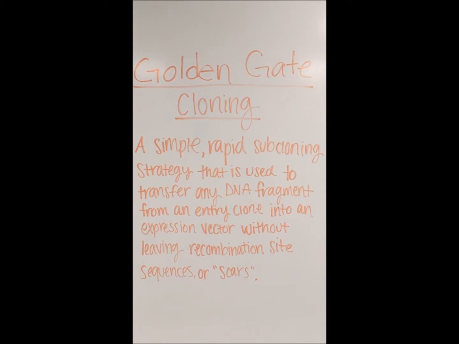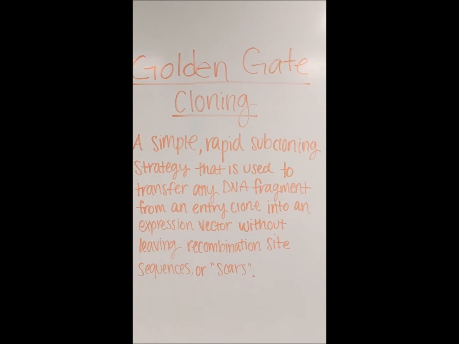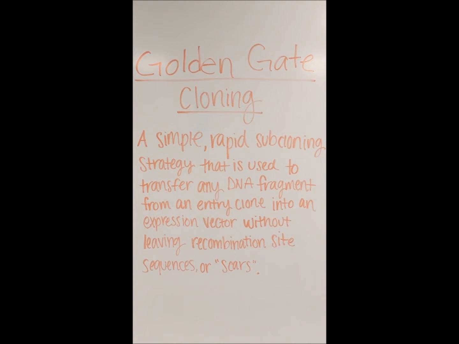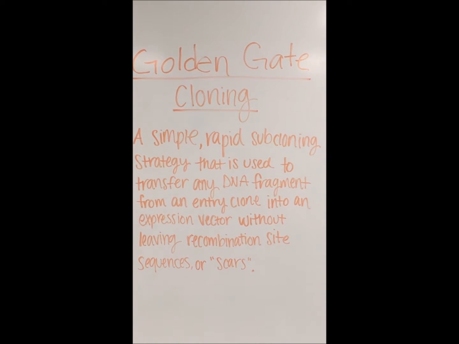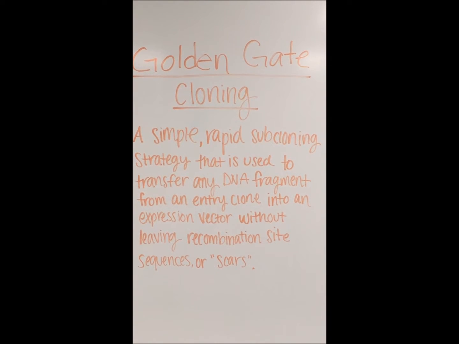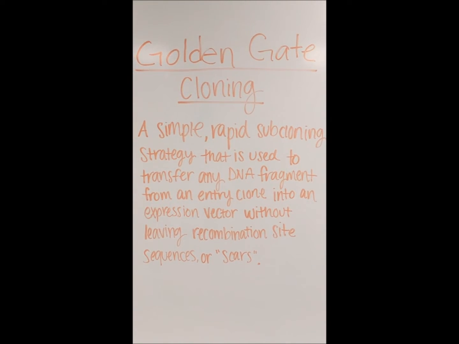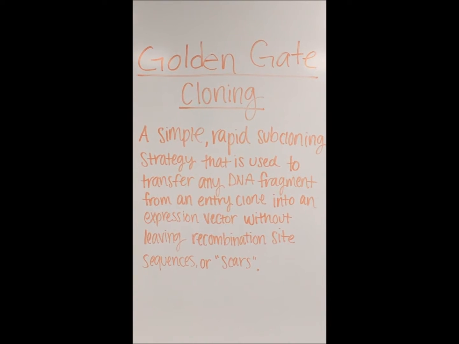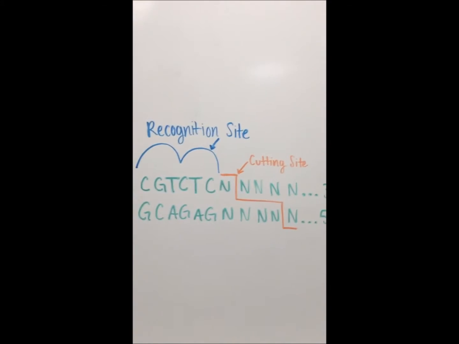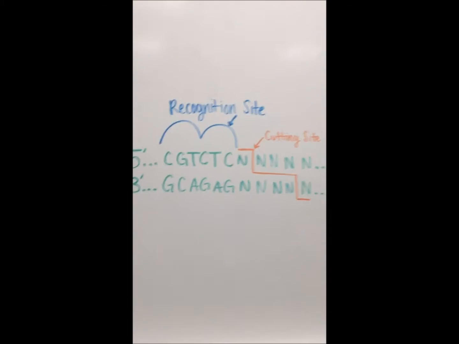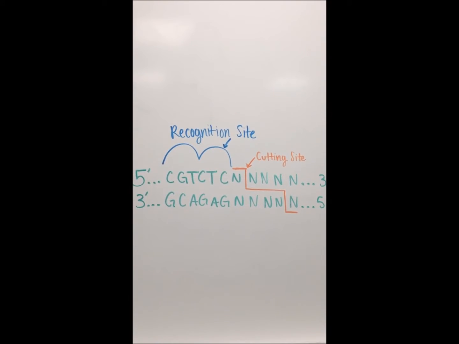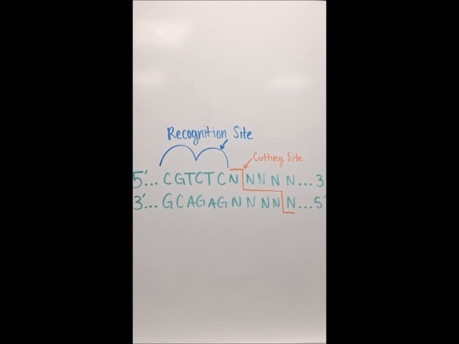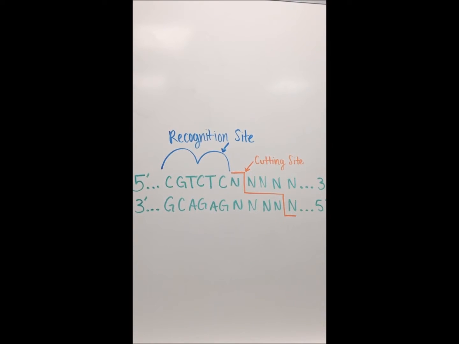Golden Gate cloning circumvents this problem. Cloning is a simple, rapid subcloning strategy that is used to transfer any DNA fragment from an entry clone into an expression vector without leaving recombination site sequences, or SCARs. In traditional cloning, restriction enzymes bind and cut at exactly the same spot, so only one type of sticky end can be produced. Golden Gate cloning overcomes this by taking advantage of the type 2S endonucleases, whose recognition sites are distal from their cut sites.